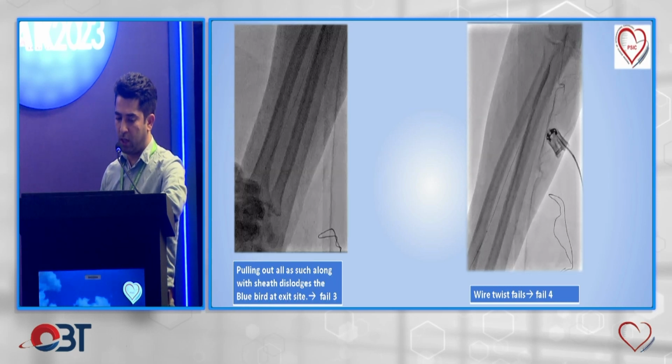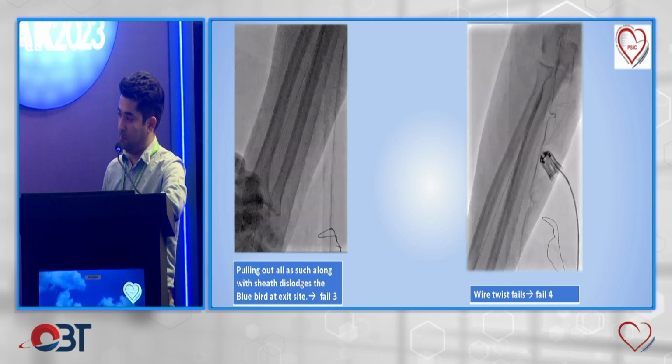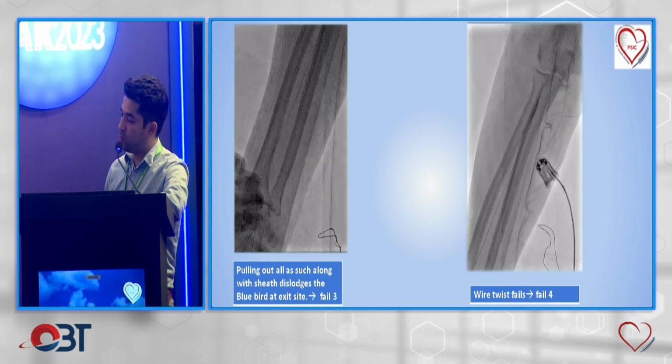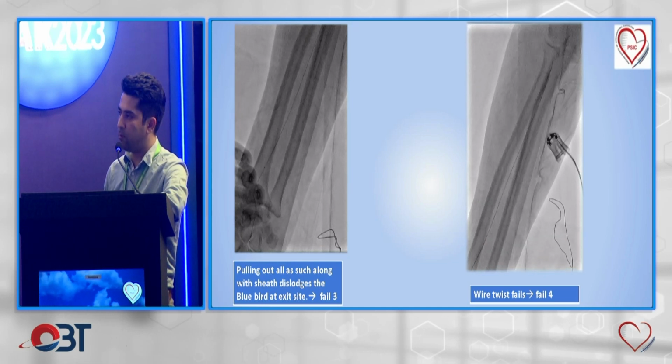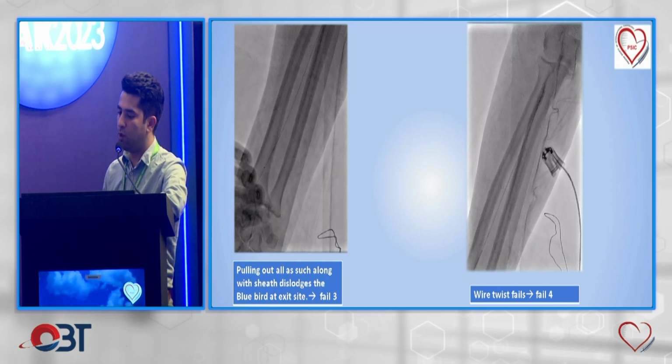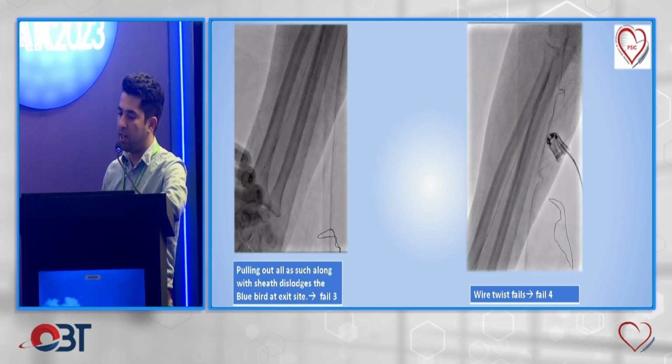While pulling all of these along the sheath, the sheath dislodged at the exact side. We tried to pull it, but the sheath came along as well. We removed the sheath a little bit with it. It was complicated. We tried to twist, took another whisper wire, and tried to twist it again and remove all the debris, which actually failed.